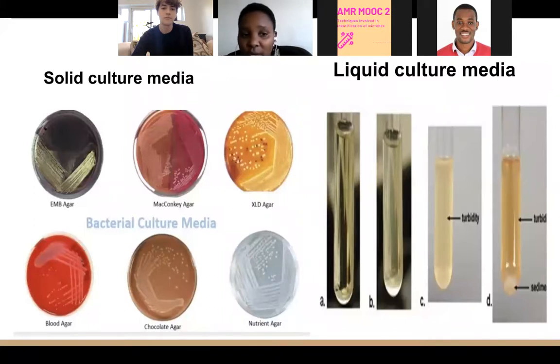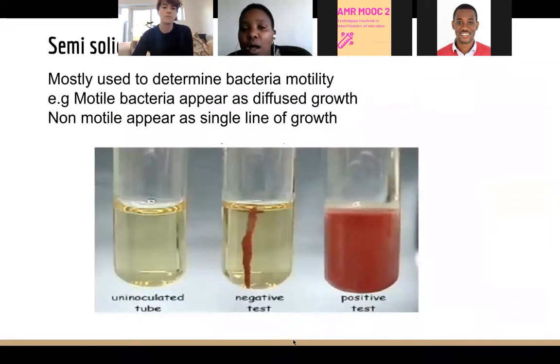For the solid, we have a number of them. We have, for example, MacConkey, chocolate agar, nutrient agar, blood agar, depending on the contents of the media. Also, we have liquid media, which we term as broth, which is also used to grow some bacteria. Another one is semi-solid. This is mostly used when you are studying the motility of bacteria species.